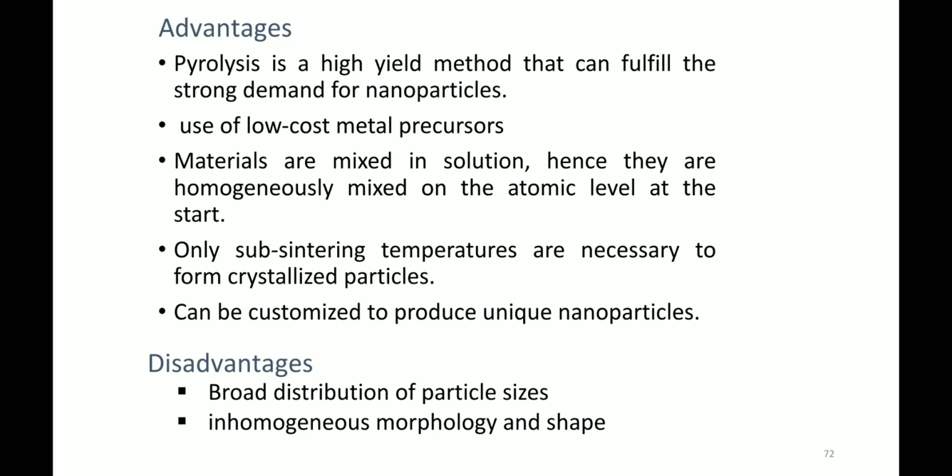Materials are mixed in solution. First you have to dissolve the precursors in the solution, hence they are homogeneously mixed at the atomic level at the start. Suppose you want to make a material like zinc iron oxide, ZnFe2O4. Zinc should be 1 molar, iron should be 2 molar. So you take the initial precursors in a 1:2 ratio, then dissolve them in the solvent. So already at the atomic level, they are homogeneously mixed.